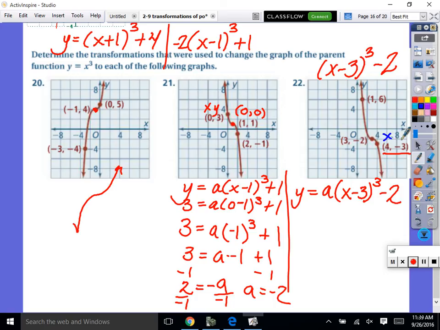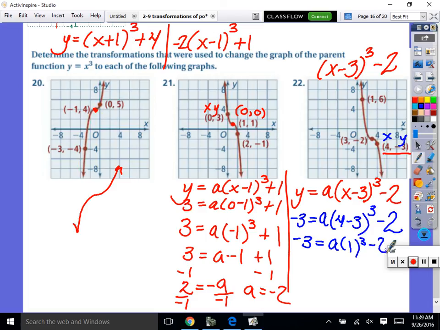So we know this is an xy point. Let's put in x and y. So that'll be negative 3 is equal to a times x, not x. What is x? 4. So we'll have 4 minus 3 cubed minus 2. So let's solve for a. We have negative 3 is equal to a times 1 cubed minus 2. 4 minus 3 is 1, 1 cubed. So won't we add 2? So we have negative 1 is equal to a times 1. So isn't a negative 1? Everybody? Yes.